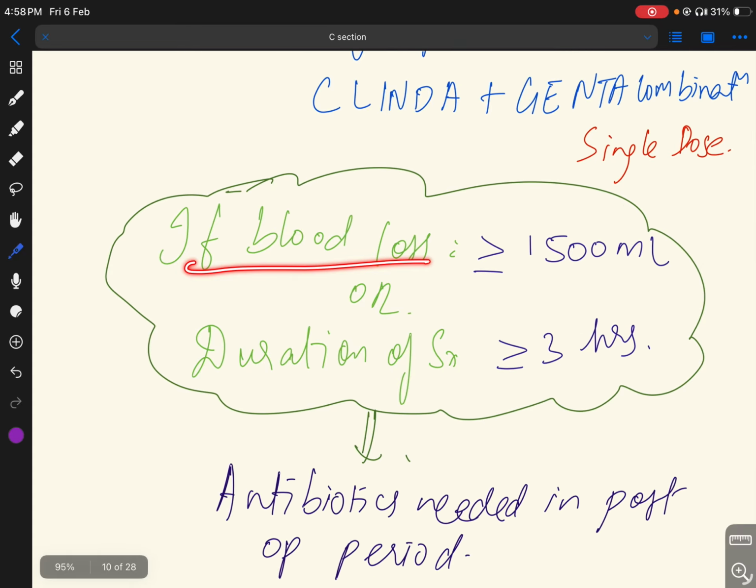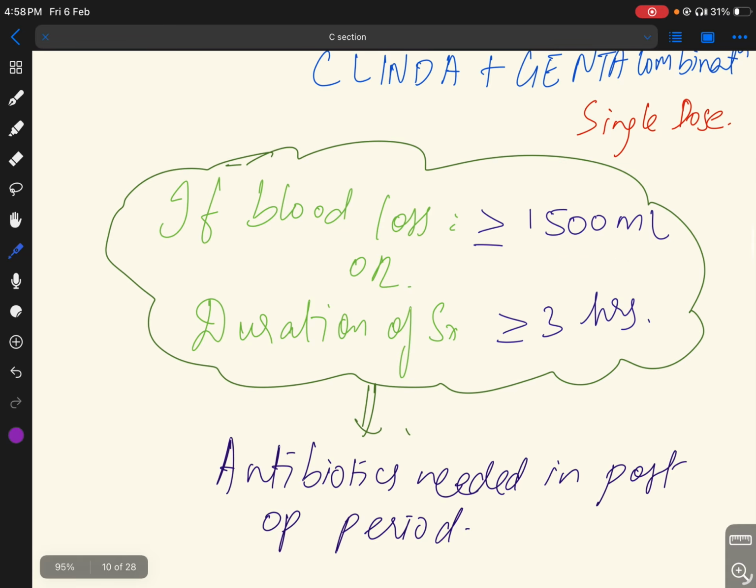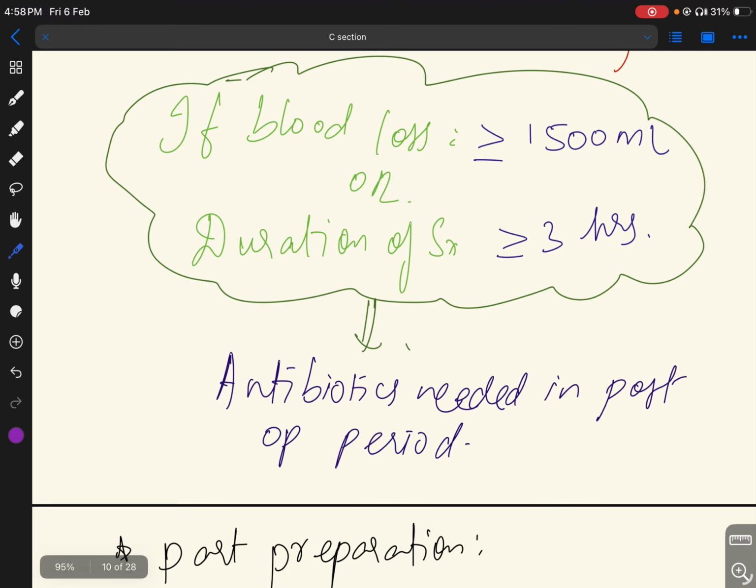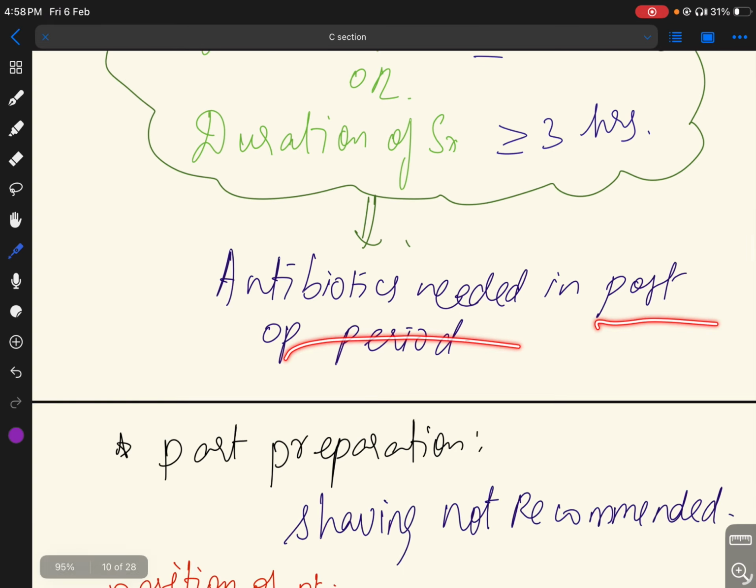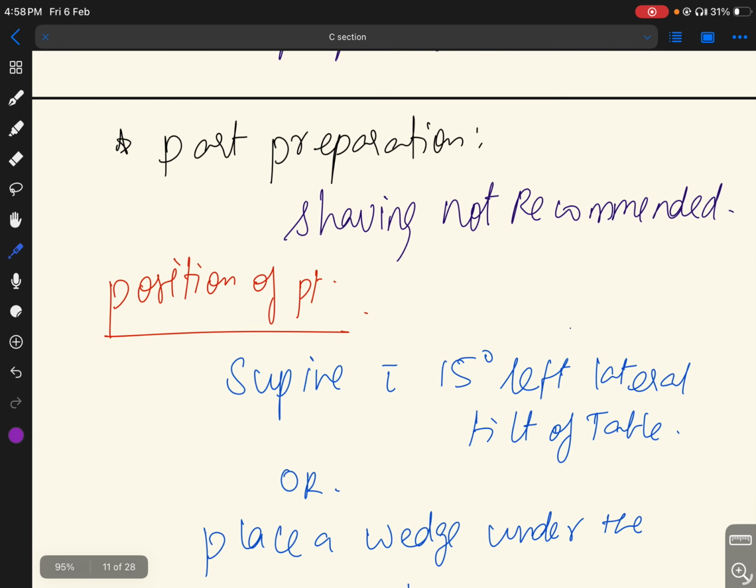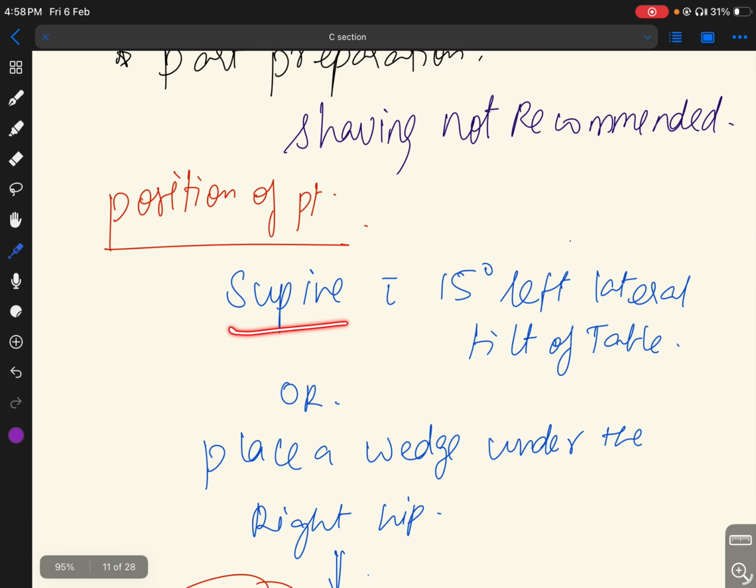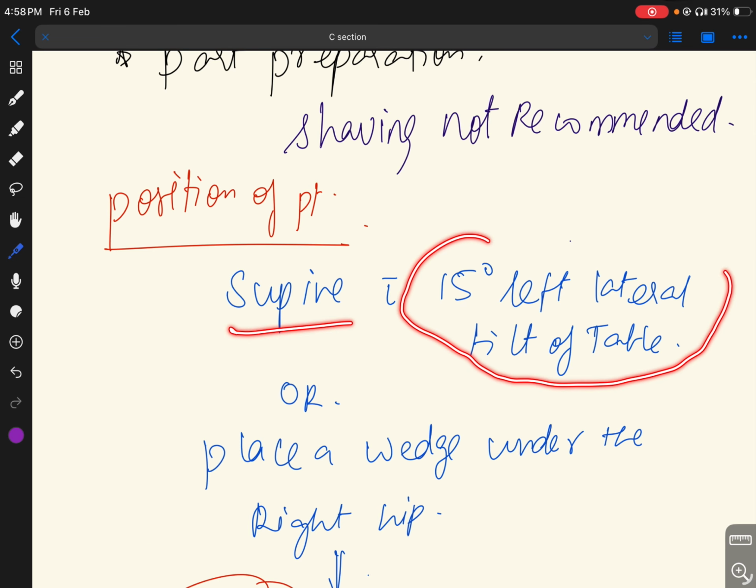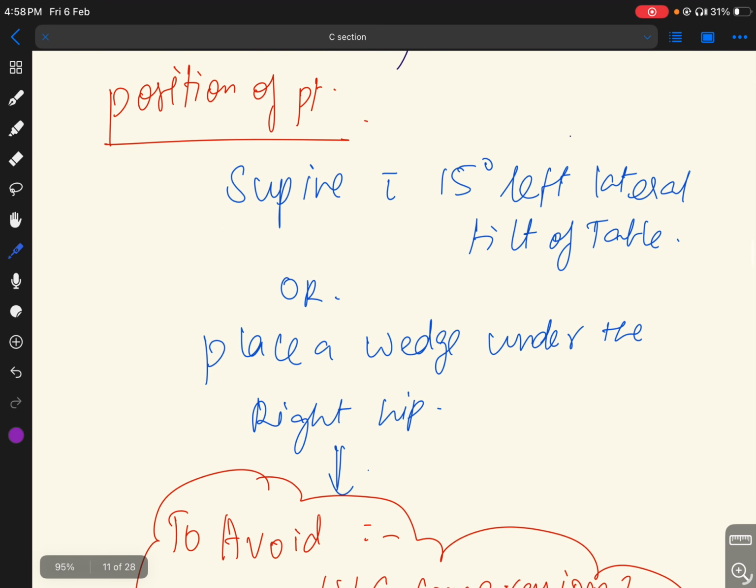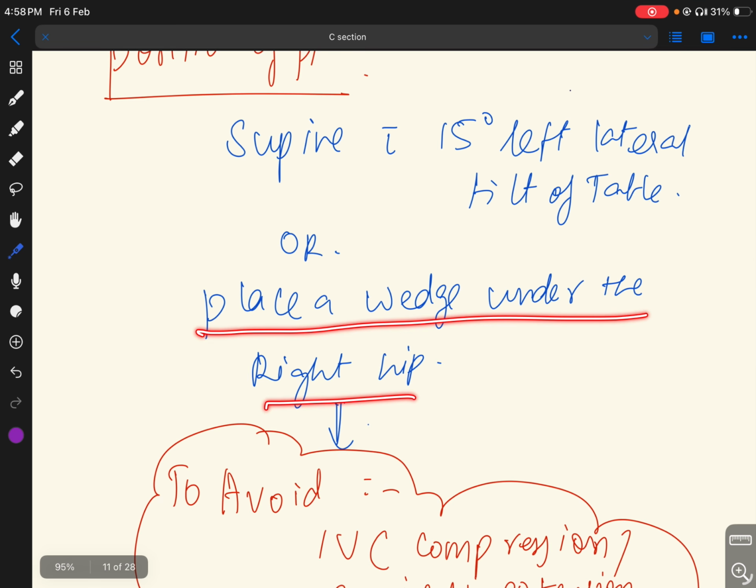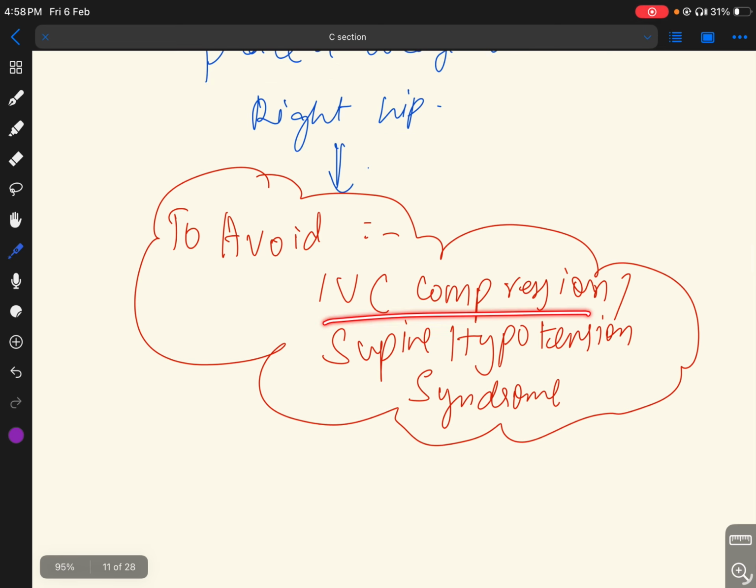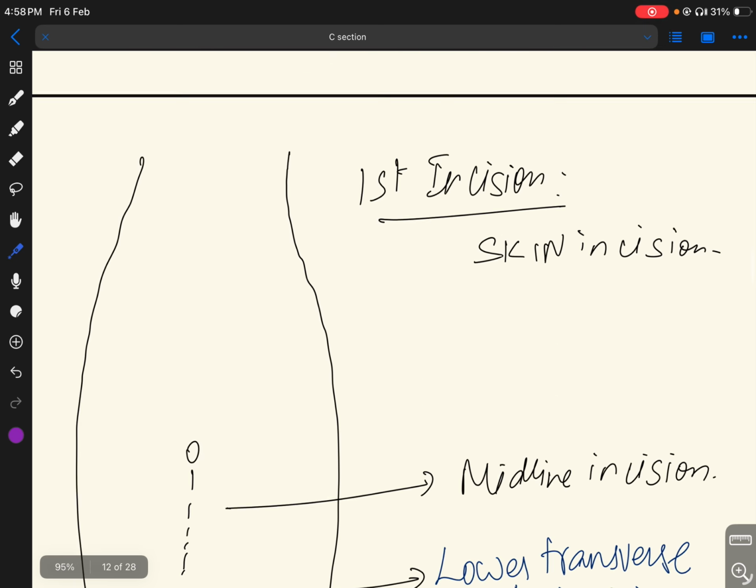If blood loss is greater than 1.5 liters or the duration of surgery is greater than 3 hours, antibiotic is needed in the post-op period also. In case of part preparation, shaving is not recommended nowadays. The position of a patient should be supine with 15-degree left lateral tilt of the table, or you have to place a wedge under the right hip to avoid IVC compression or supine hypotension syndrome.